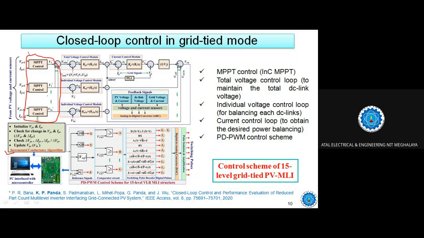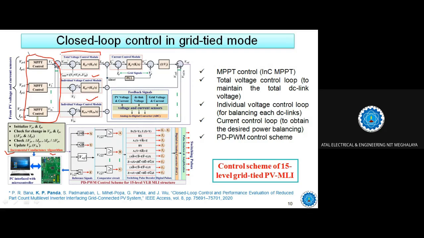And here we have considered the incremental conductance algorithm for tracking the maximum power from each PV panel. And this fully integrated control structure has been implemented in the DSP environment. You can see here, I have highlighted different points. The first thing is, we need to control the individual DC link voltage, right? So for controlling each PV panel's DC link voltage, we have connected individual DC link voltage controller modules, right? And after that, we have connected a total voltage controller module here.